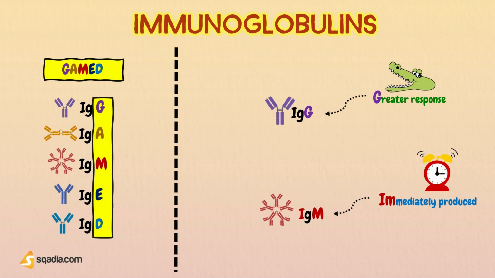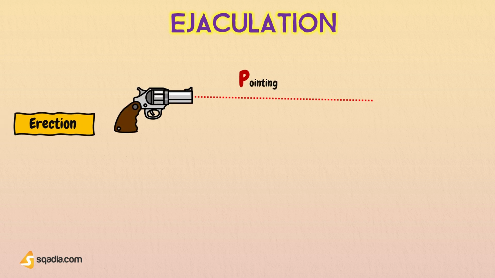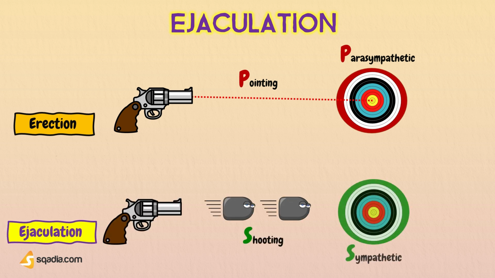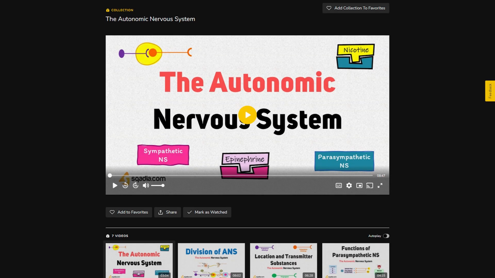Now, moving forward. In starting of this video, I have asked you many questions. One of them was, is ejaculation mediated by parasympathetic or sympathetic nerves? Let me make it very simple and easy for you. If you think of the erection as pointing, mediated by parasympathetic, and the ejaculation as shooting, mediated by sympathetic system, this makes perfect sense. For better understanding, watch our video on the autonomic nervous system.